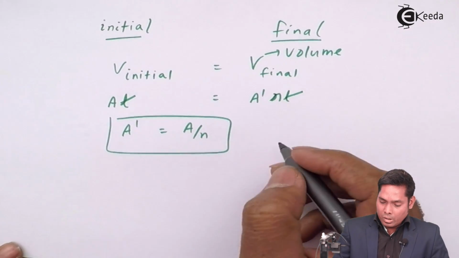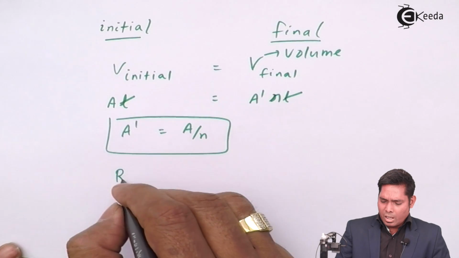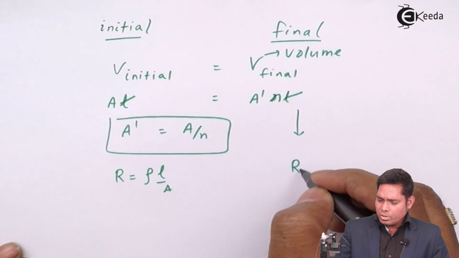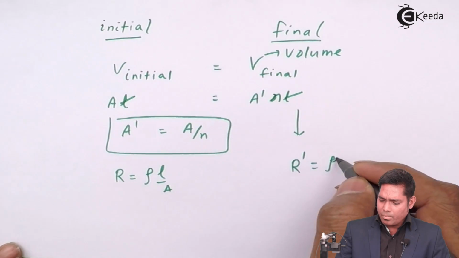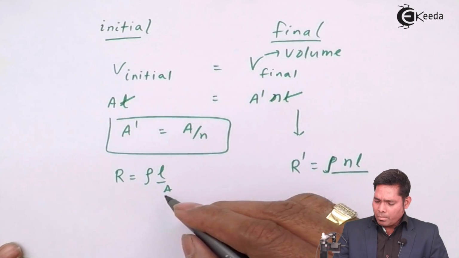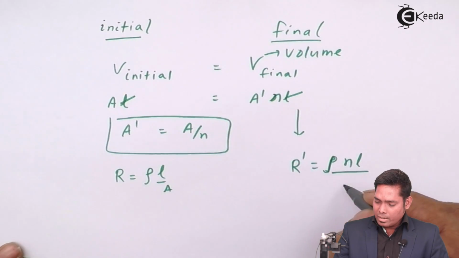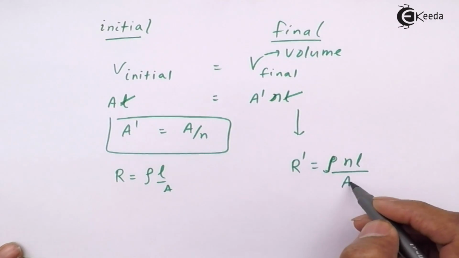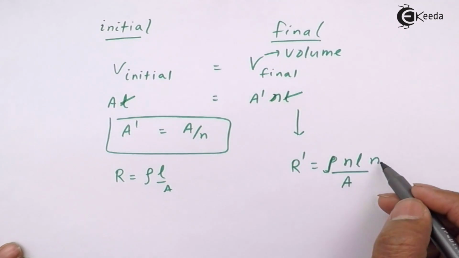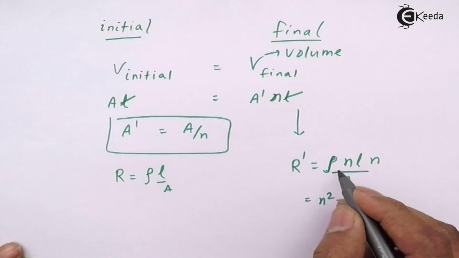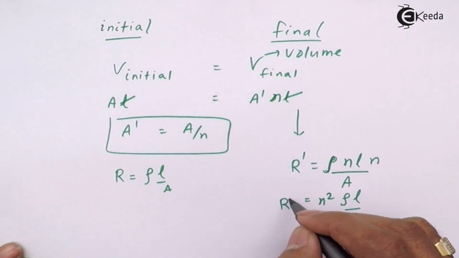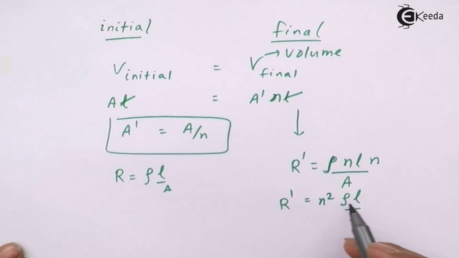Now, the initial resistance is R, which is rho L by A, and the final resistance R dash is rho, which remains the same because the material is not changing, times length n L, divided by the area of cross section A dash, which is A divided by n. So this is n into n, n square, times rho L by A. So this is R dash.